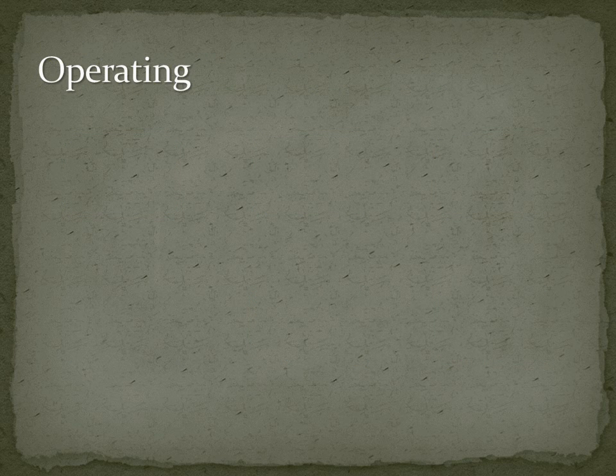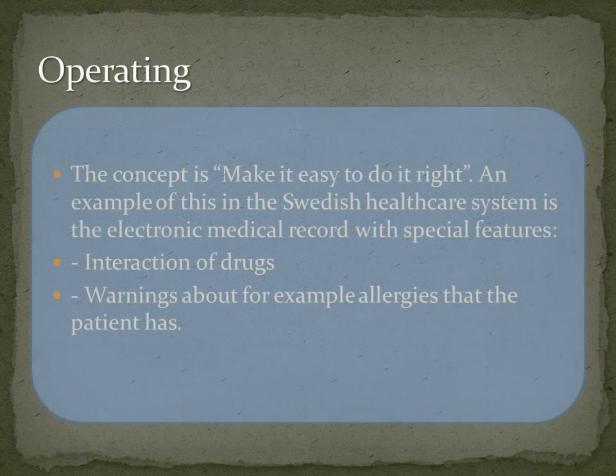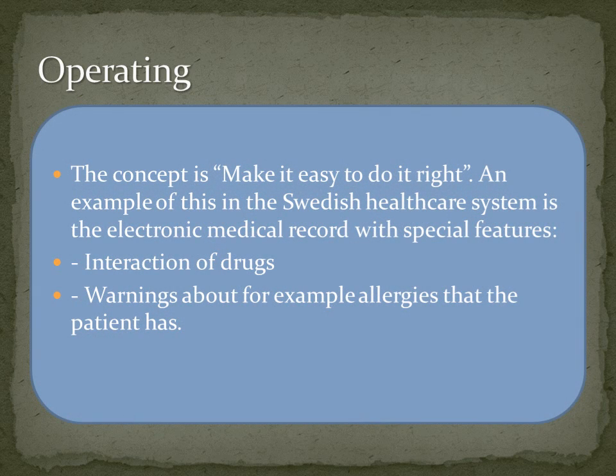Let's talk about examples from the Swedish healthcare system for each one of these capabilities. Let's start with operating. Okay, so the concept was make it easy to do it right. And an example for Sweden is our electronic medical record with special features such as possible interaction of drugs and other warnings about, for example, allergies that the patient has.